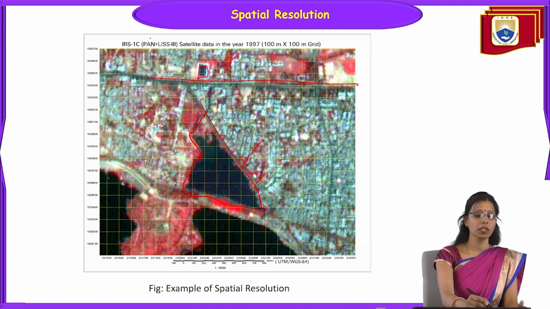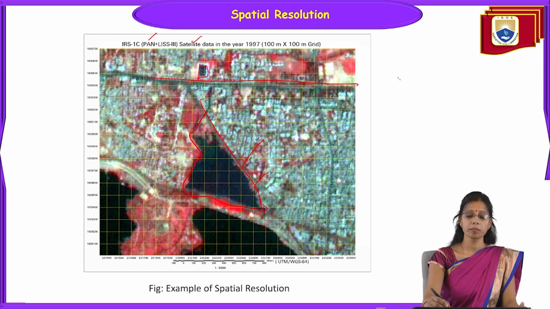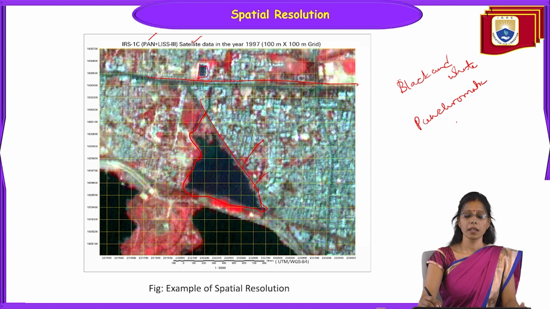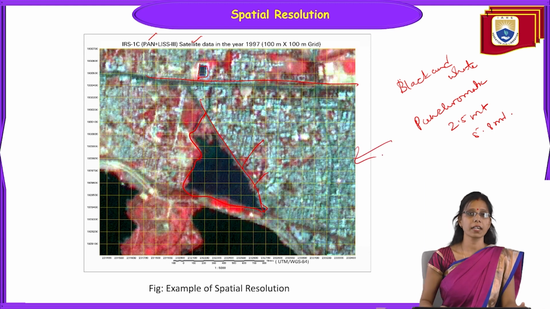This is of IRS 1C PAN plus LISS data. This is PAN plus LISS data. That means PAN data will be black and white. We call it panchromatic, with a resolution of 2.5 meter or 5.8 meter. Okay, so this is how we see this data. So when you merge PAN and LISS, we are able to get the output of this kind of data.